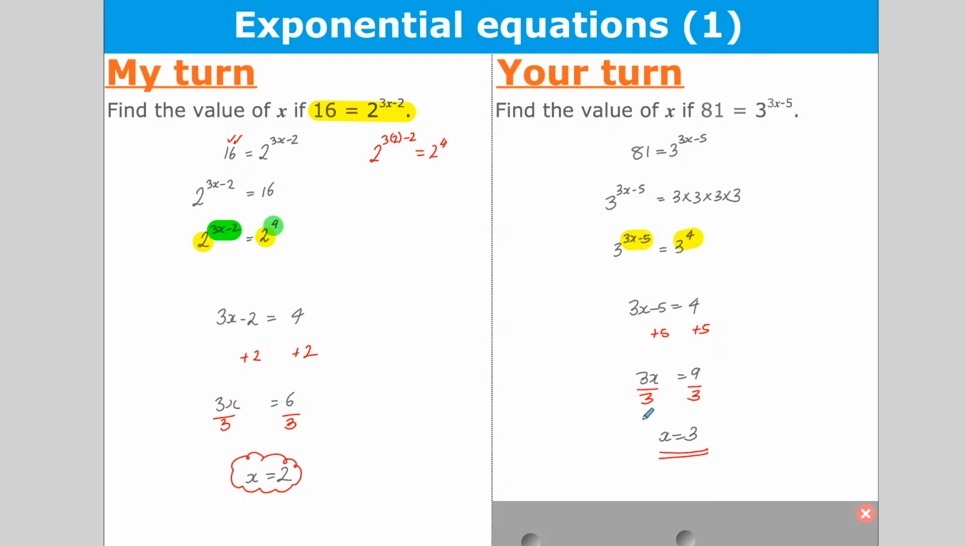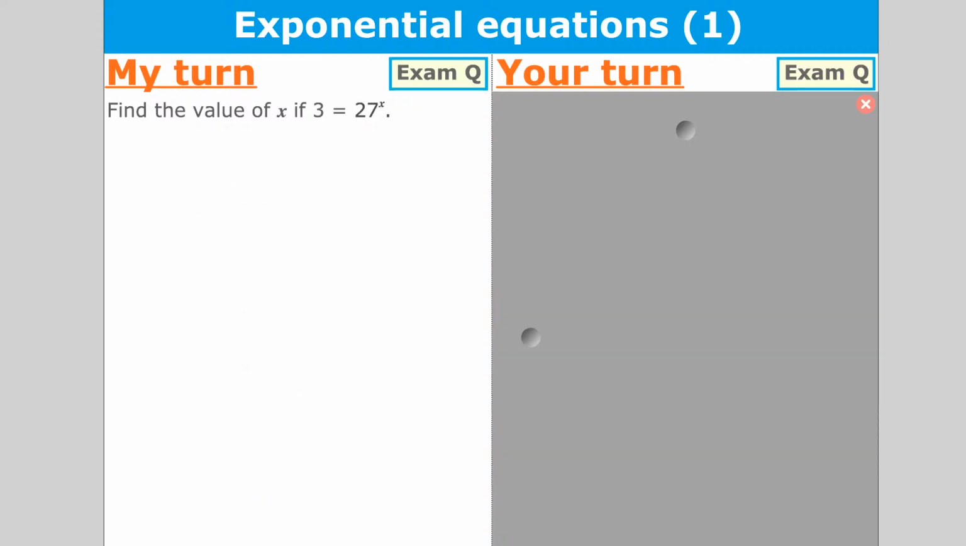Next one is actually an exam question, right? Next one was an exam question we found. It's not that bad. Here we go. Find the value of x if 3 is equal to 27 to the power of x. Right, so 3 is equal to 27 to the power of x.